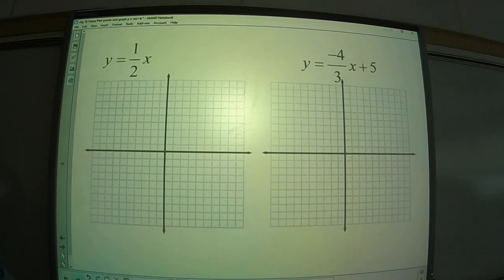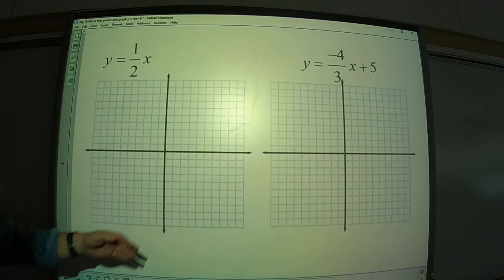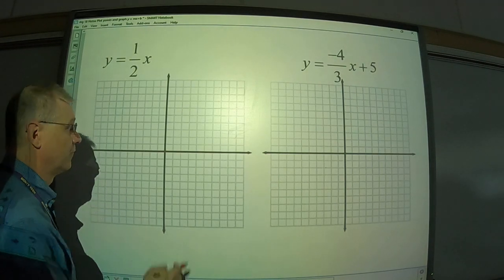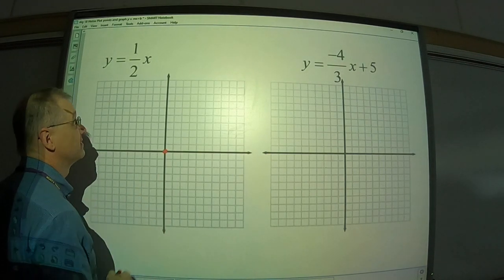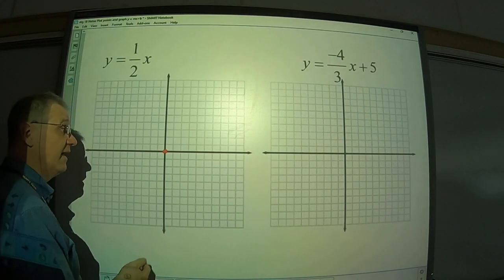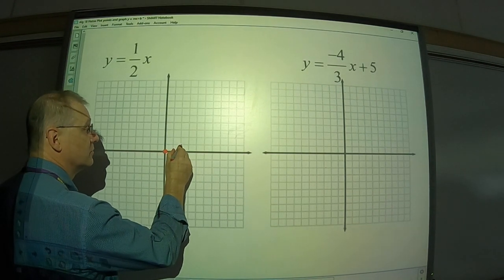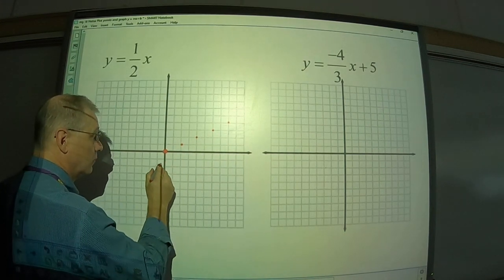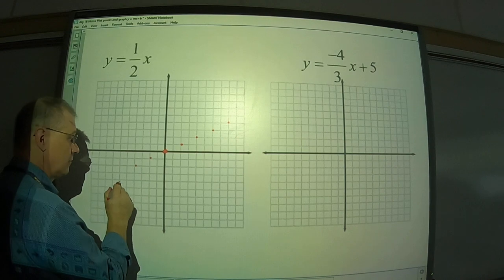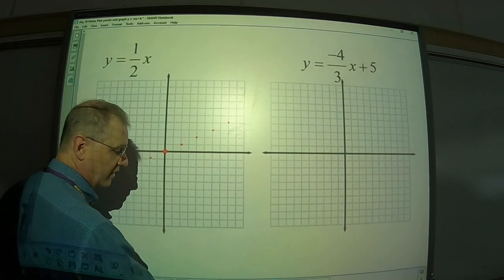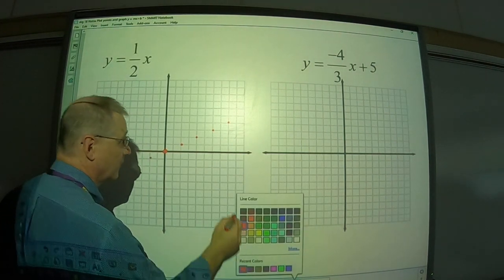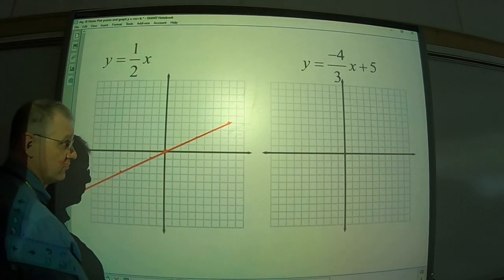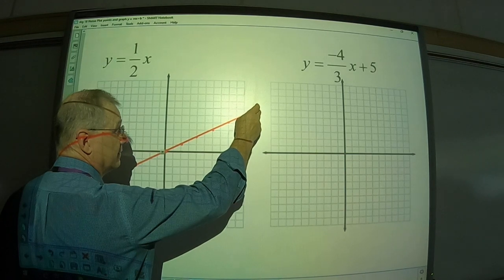What's the y-intercept? Nothing's being added or subtracted, so nothing or 0. My y-intercept in this case is 0. My slope is 1/2, so I go up 1 to the right 2. Up 1, 2, up 1, 2, or down 1, back 2. Now I'm going to graph that. And there's the equation of that line.